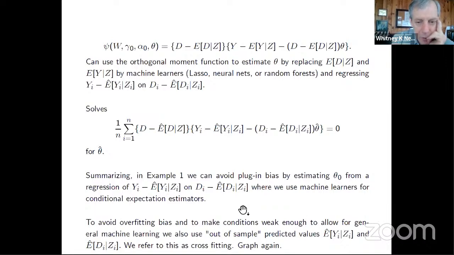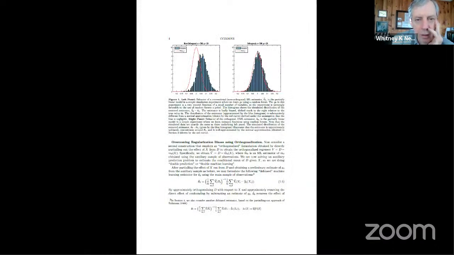Okay, so let me move this thing up to the top. Okay, so we avoid plug-in bias by estimating theta naught from a regression of the machine learning Y residual on the machine learning D residual. Okay, we're using machine learners for the conditional expectation estimators. And we're going to do one other thing, which I'm not talking about quite yet, but will. We're going to also use out-of-sample predicted values here for these things. That's referred to as cross-fitting, and we'll talk about that. Okay, so now let's look at that graph again. There it is. Okay, so the left side's the bad.